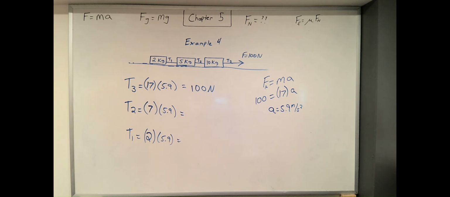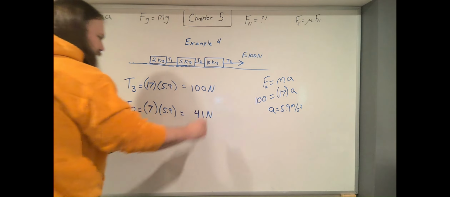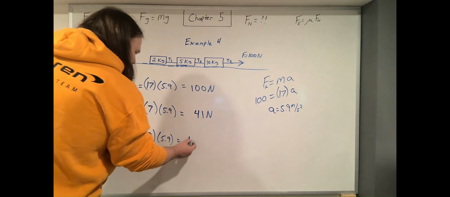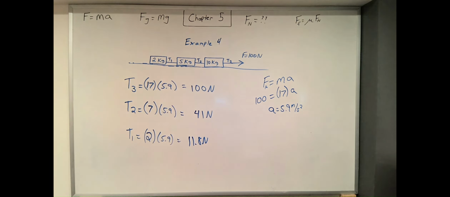The next one down, we do 7 times 5.9, and we get around 41. A little less tension in that secondary rope. Down on the third rope, we have 2 times 5.9, which is just 11.8. So you can see how the tension varies depending on how much they have to pull.